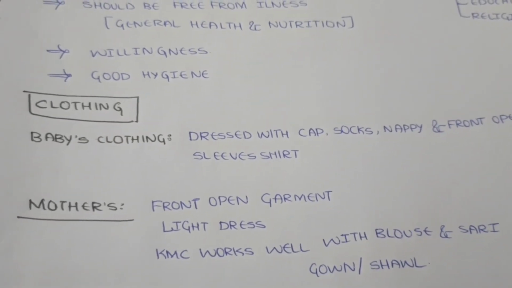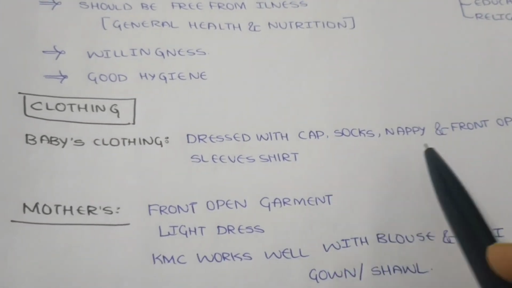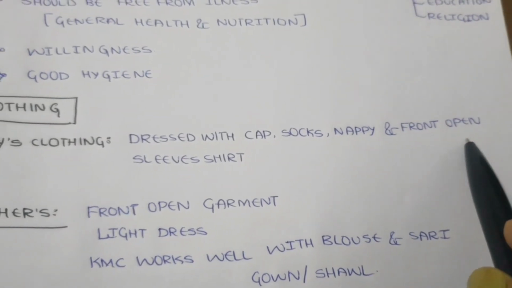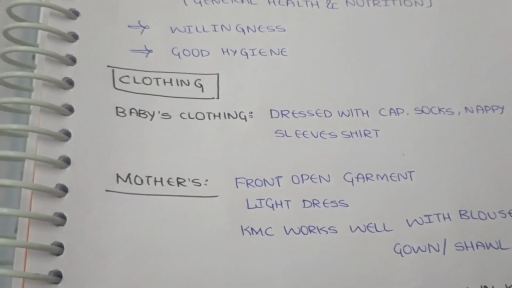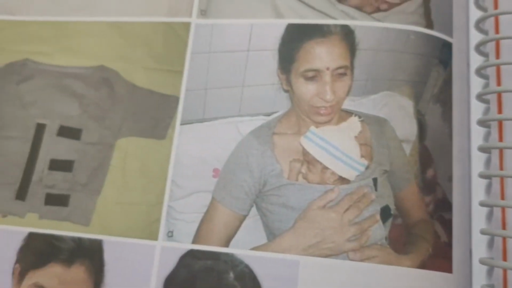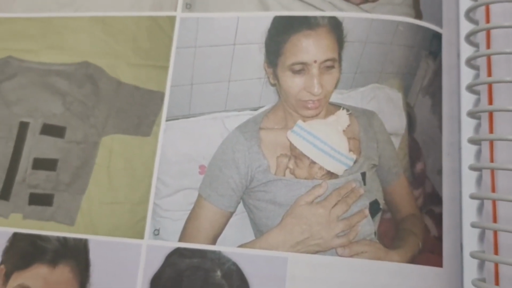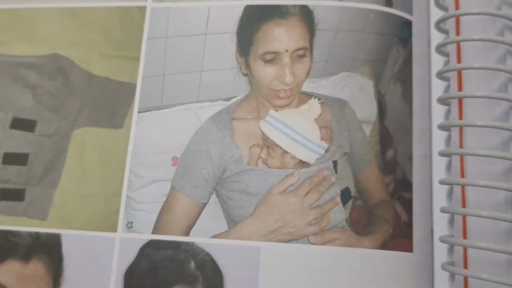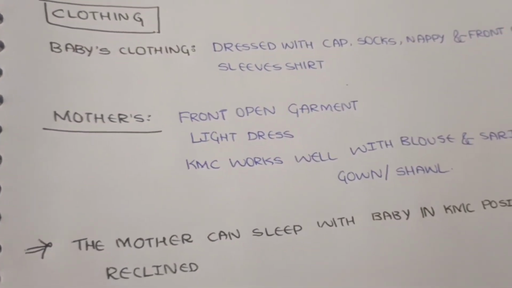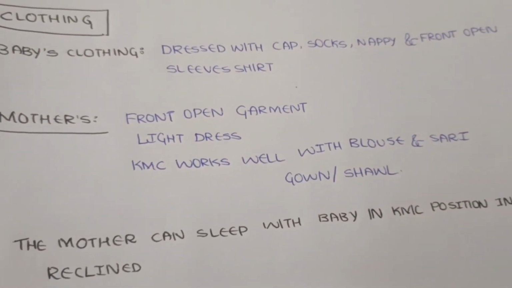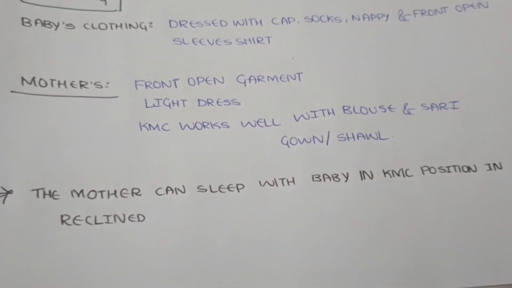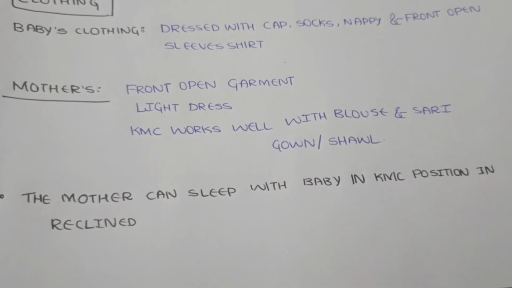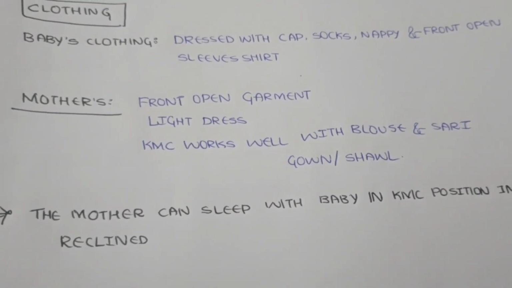Clothing. Baby is dressed with cap, socks, nappy, and front open sleeved shirt. Mothers: here in this picture, the mother wore a front open garment and light dress. KMC works well with blouse and sari, gown and shawl. Next, the mother can sleep with the baby in KMC position in reclined position. Thank you.